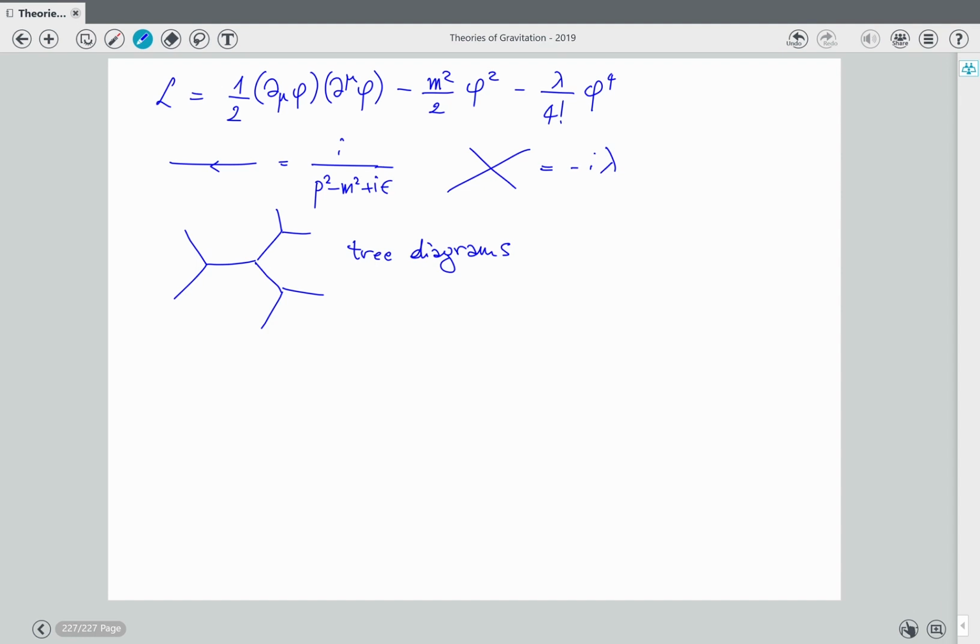You can continue using as many vertices as you wish, but there are also loop diagrams, such as this one. And if you take them naively, these loop diagrams lead to results that are infinite.